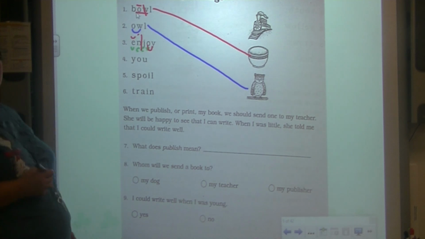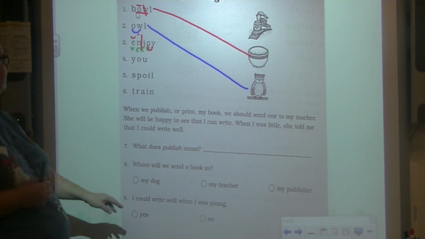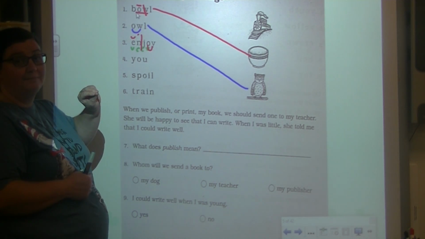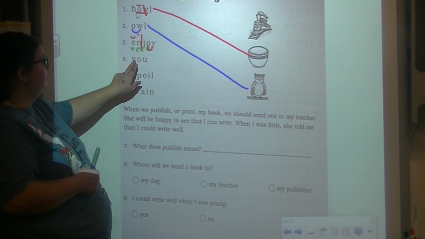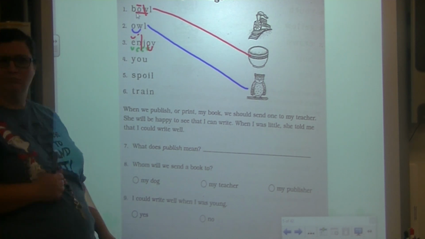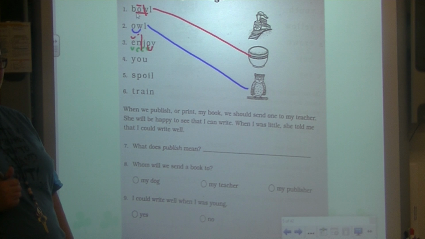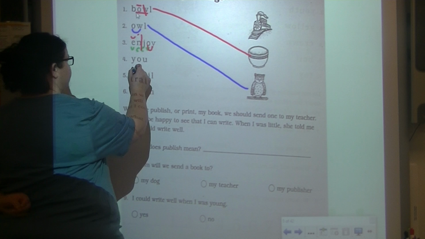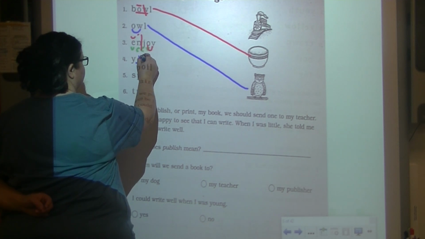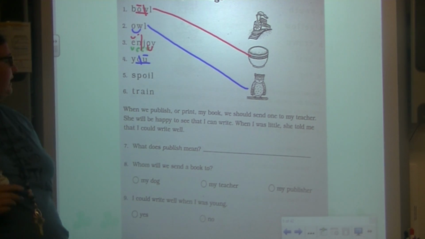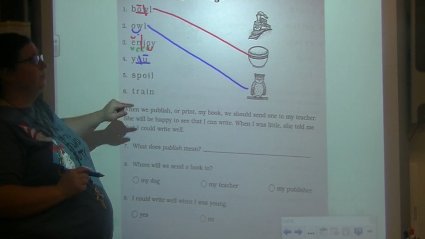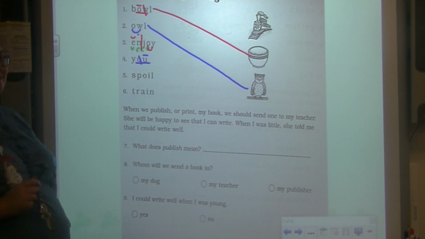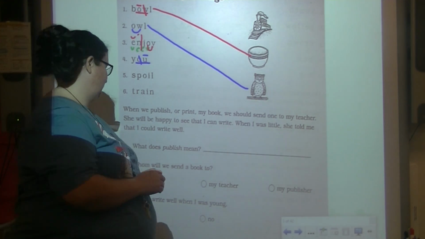And number 4. All right, let's try the diphthong sound. Ow. Yow. Yow. Do you know that sound? That word? I don't. Has to be a digraph. Now let's try. You. You. That's the word. Next word.